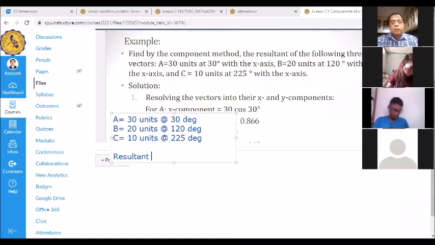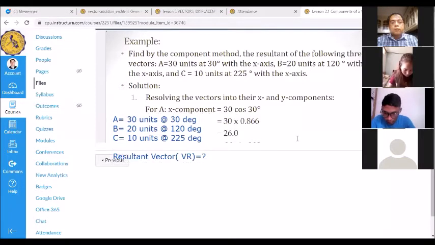I'll call the resultant vector, guys, no, as, let me call it VR, no? VR again, no? So how much is the resultant vector? And we already know how to use our graphical approach here, no? We already know the graphical approach, but we will not use the graphical approach now, no? What we are going to use is our component method.